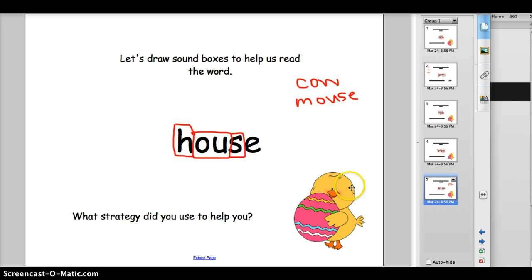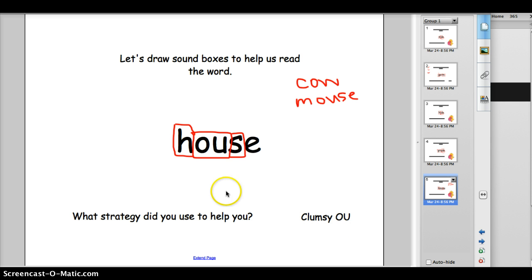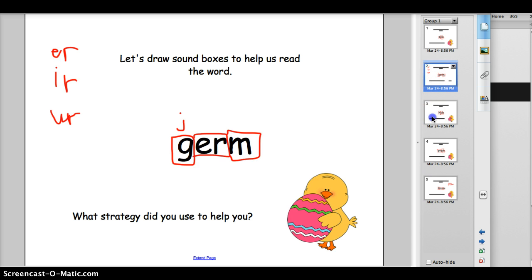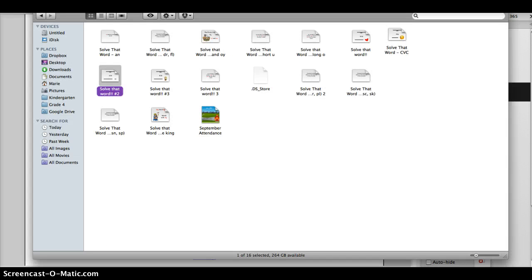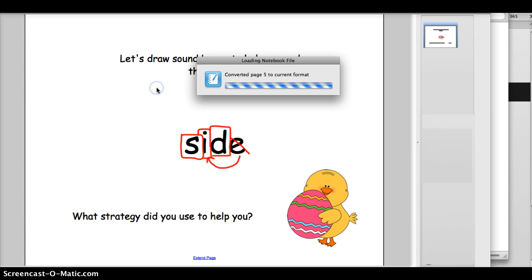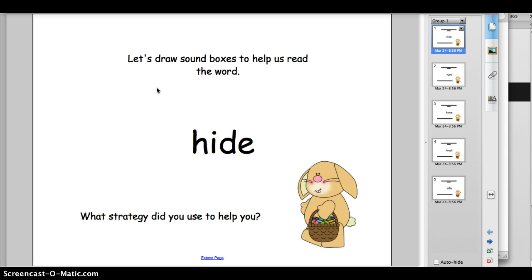All right. So what I call OU and OW are clumsy OU or clumsy OW. And that's because when you fall, you say ow, and you're clumsy, and you fall, and you get the hint. So I hope that gives you a couple of ideas on ways to sound out words with your child. I'll see if there are any other ones I can show you.